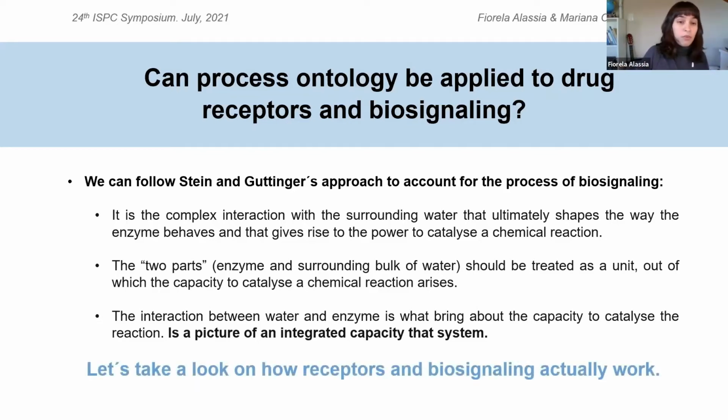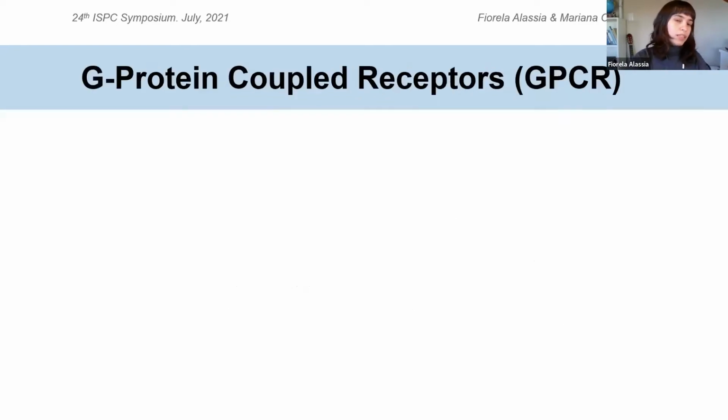So before we can answer the question, let's take a look at how receptors and biosignaling actually work. G-protein coupled receptors, or GPCRs as they are known, constitute the largest family of cell surface receptors and the primary target of approximately half of the currently prescribed and designed drugs.